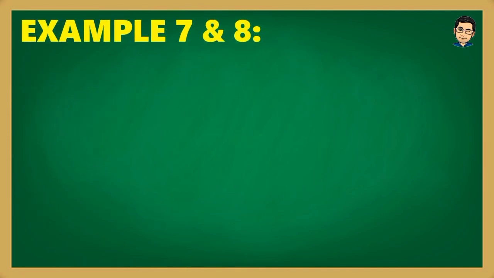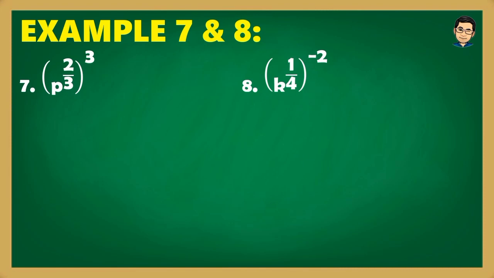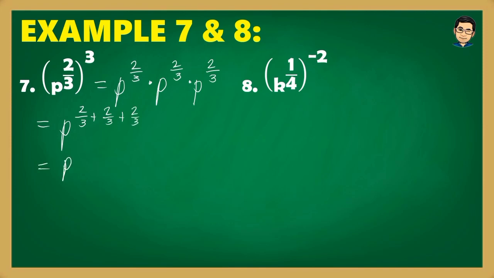Next, example number 7 and 8. So, the quantity p raised to 2/3 raised to 3. So, parang ganito siya. P raised to 2/3 times p raised to 2/3 times p raised to 2/3. So, tatlong beses. So, since, ayan, magkakamukha sila, pwede nating i-apply yung product rule, ina-add yung exponents. Magiging 2/3 plus 2/3 plus 2/3. And that is p raised to 6 over 3. And that is 6 divided by 3, 2. So, our final answer will be p squared.